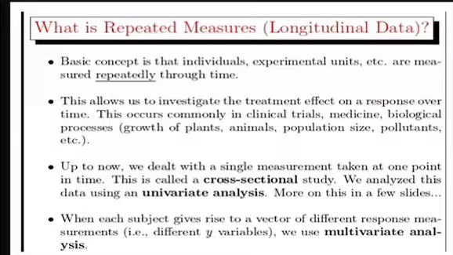So that is what longitudinal data means. Individuals, experimental units, etc., are being measured multiple times. That is why we call it ANOVA with repeated measures. And this allows us to investigate the treatment effect on the response over time. Some people used to say that data do expire.